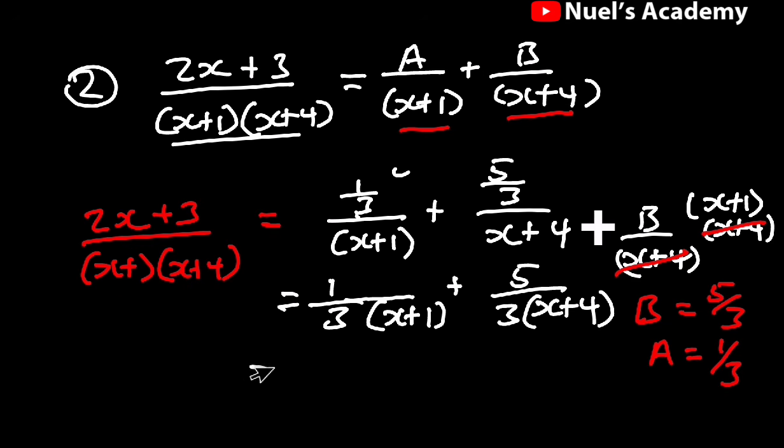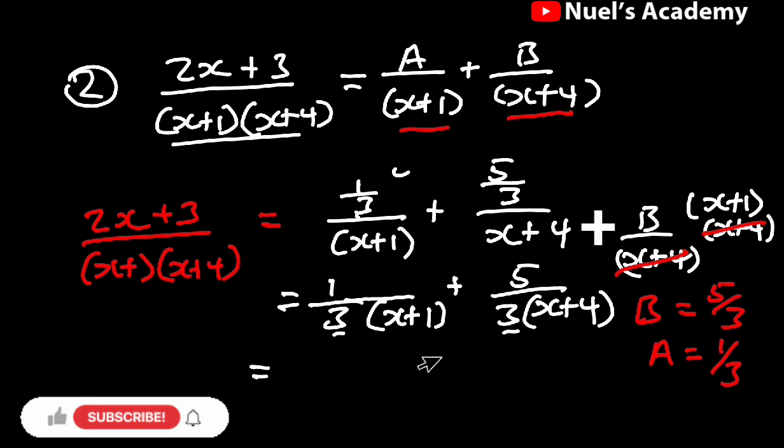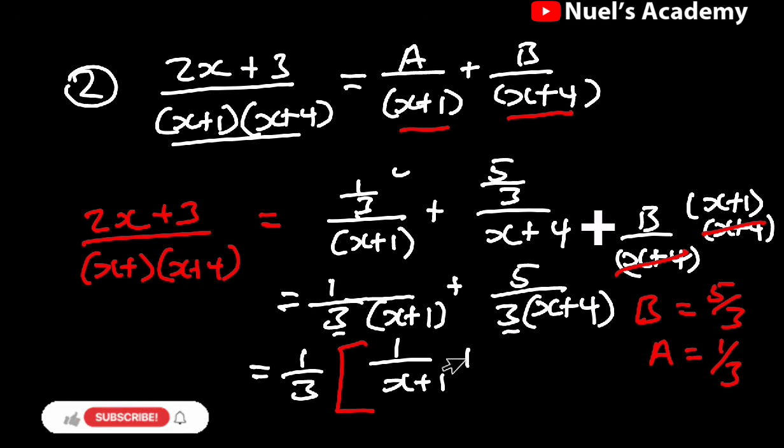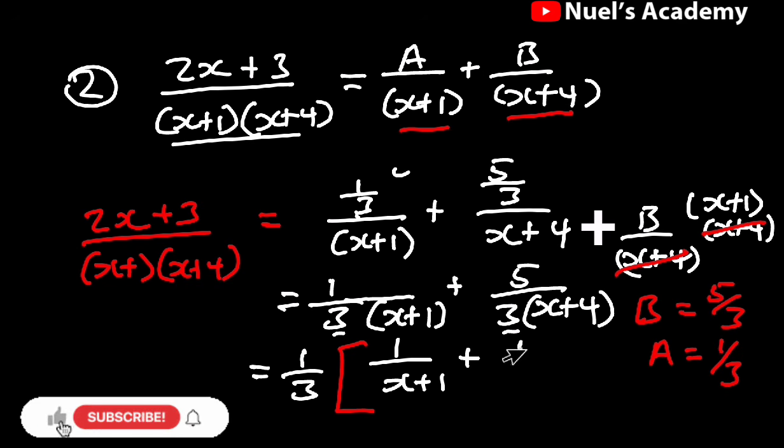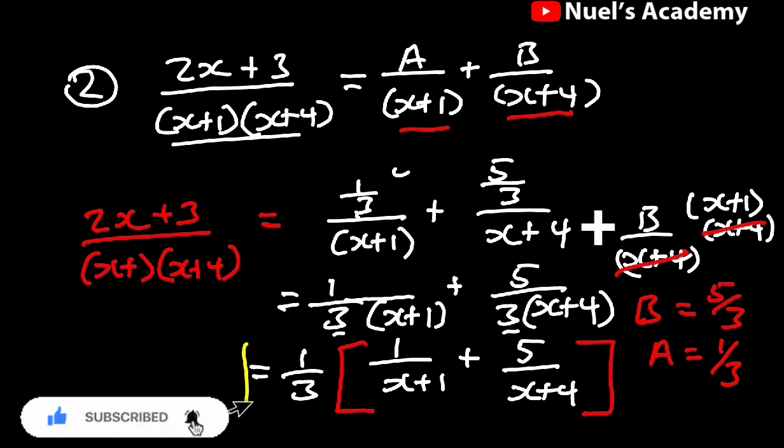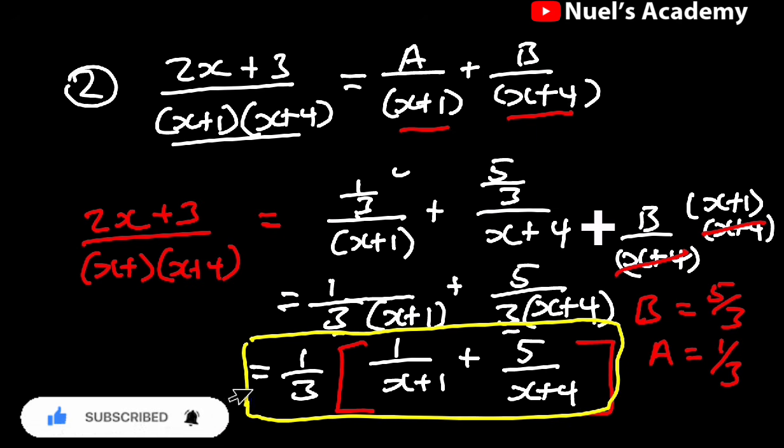There's also another way to express this answer. Remember, you have 3 here and we have 3 here. So let's bring out 1 over 3. If we bring out 1 over 3, we're going to be left here with 1 over x plus 1, then plus, on this side, we're going to be left with 5 over x plus 4. And so this is also the answer to this question. So either you go with this, this, or this. So this is the answer to this question.